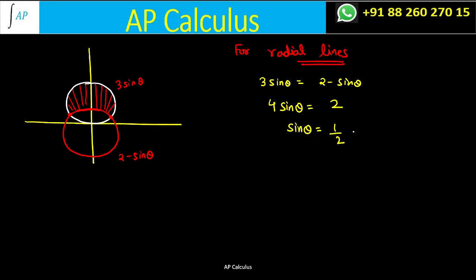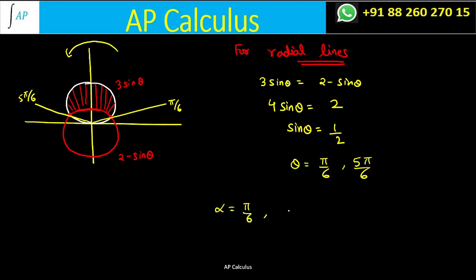Now you can directly see sin theta is 1 by 2, so theta is going to be pi by 6, and in the second quadrant it will be 5 pi by 6. We can directly see from the graph that one radial line in the first quadrant is pi by 6, and the second one is in the second quadrant, 5 pi by 6. We have to go from smaller to greater, so pi by 6 to 5 pi by 6. Basically alpha is pi by 6 and beta is 5 pi by 6.